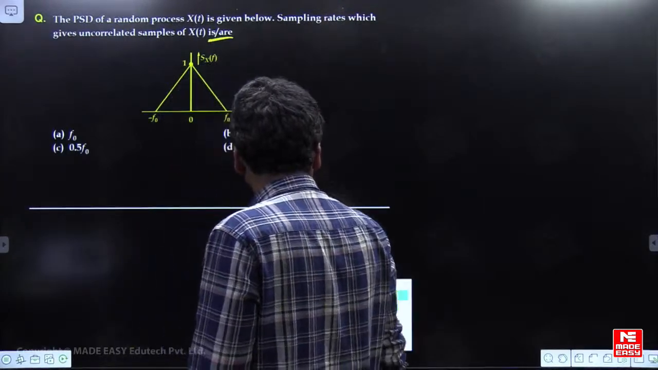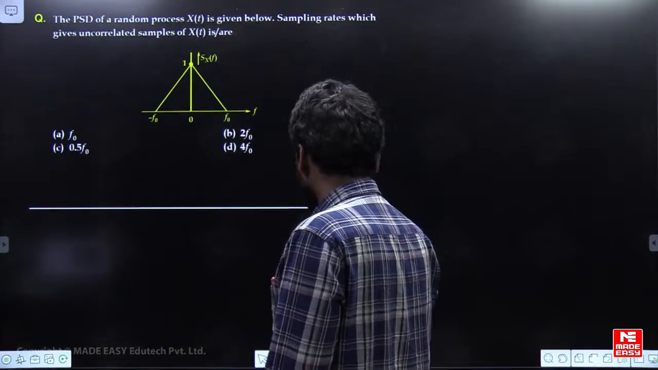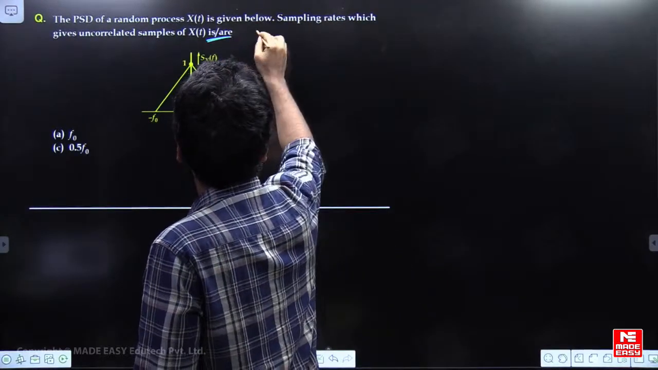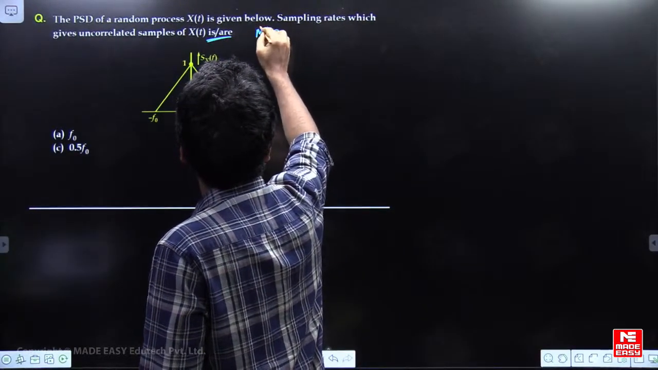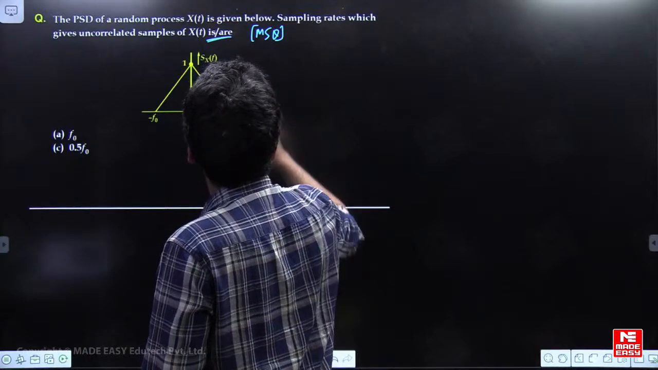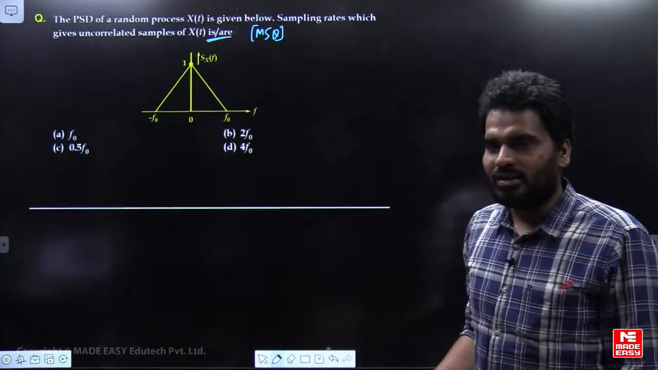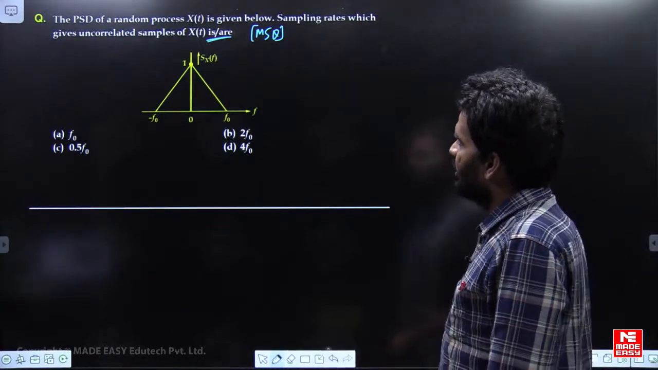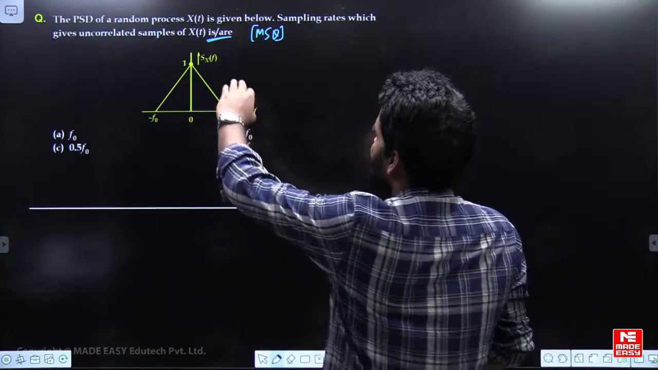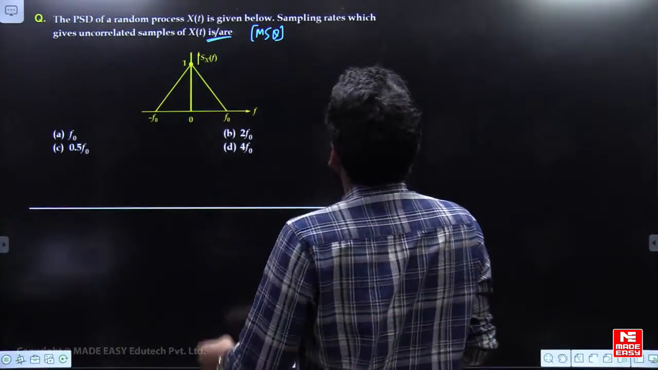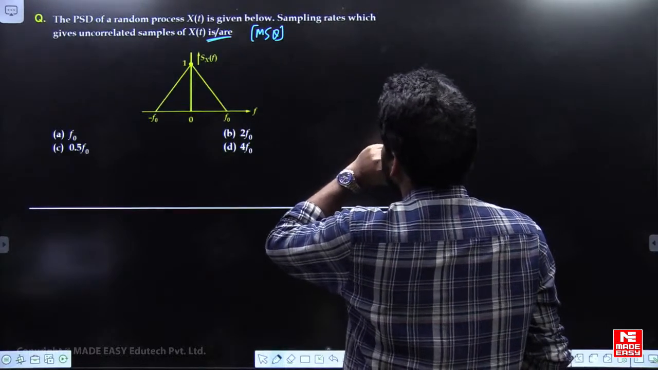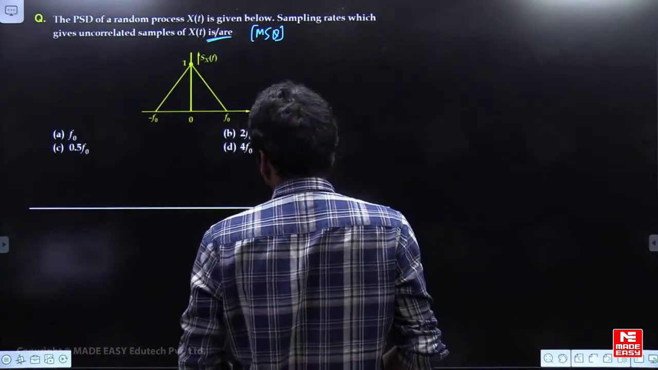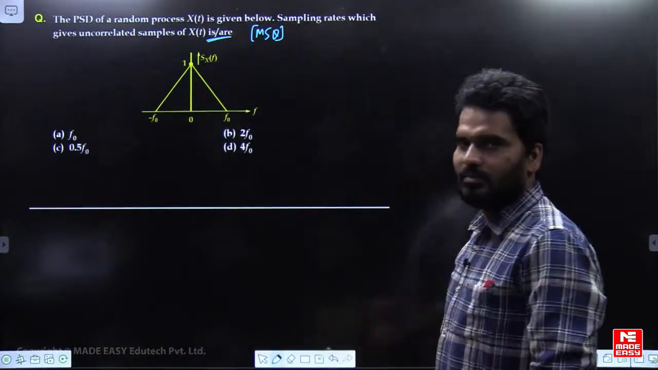Okay. So in the question, whenever you see a framing like this, you can see this as an MSQ type question only. It is a multiple select type question. So here one or more options can be correct. The power spectral density of x(t) is given, and then we have to find the sampling rates which give uncorrelated samples of x(t).